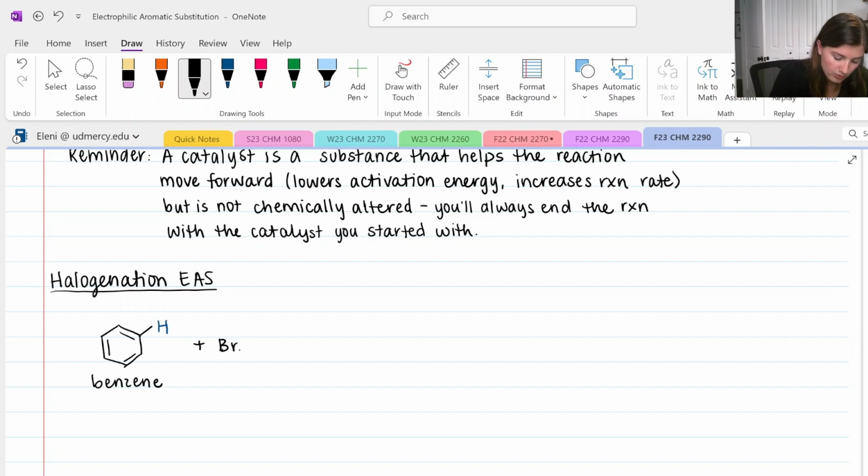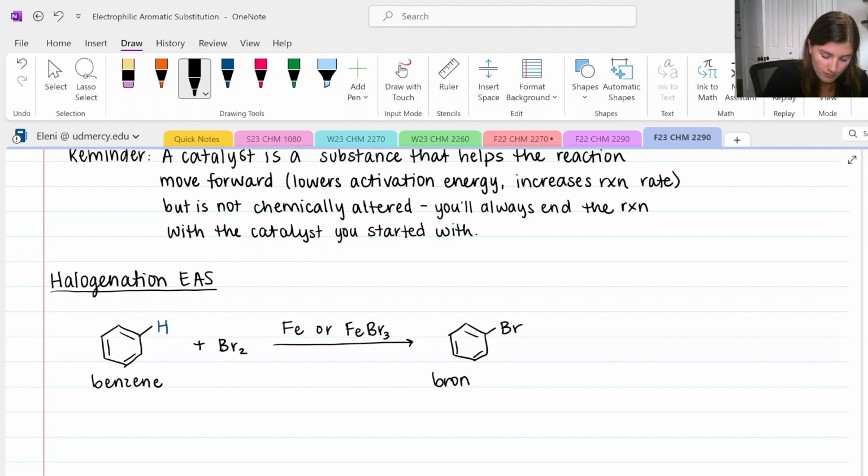We add Br2. Now, Br2 is a stable molecule. It's not reactive enough to react directly with benzene. And so that's why we need a metal catalyst to make bromine a better electrophile. Scientists use iron or iron tribromide. With one of those catalysts present, we end with bromobenzene. And then a byproduct is HBr.